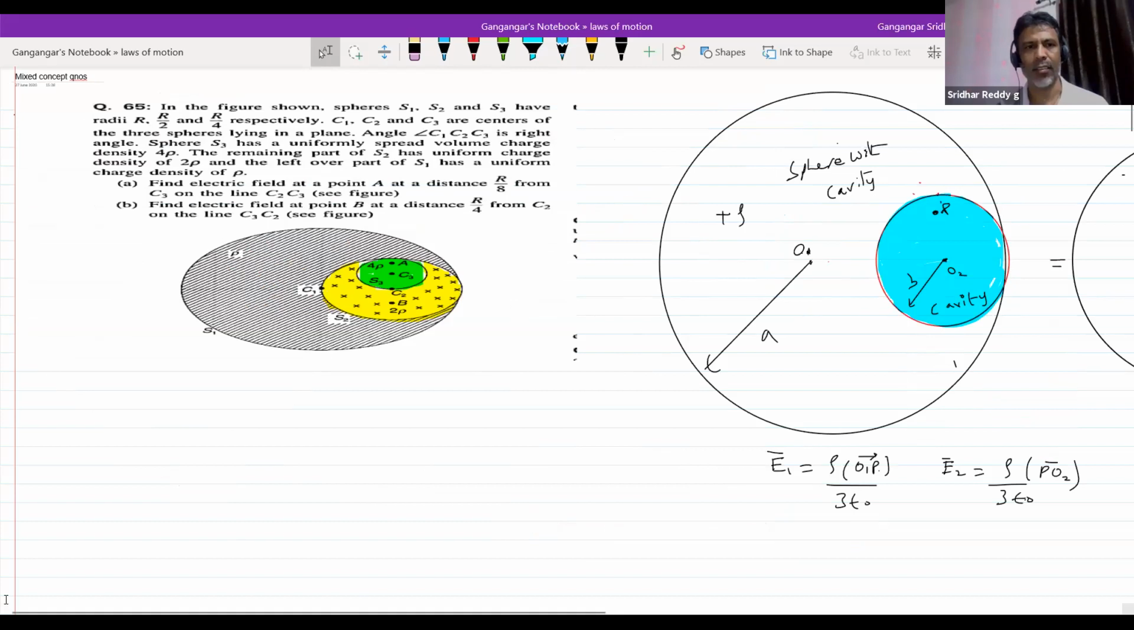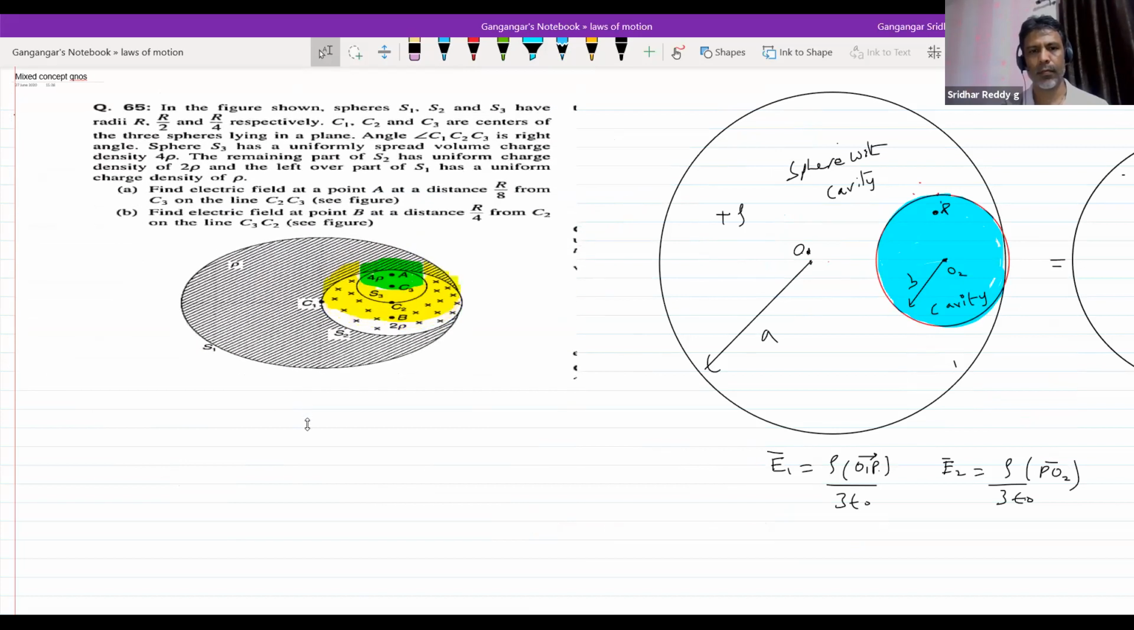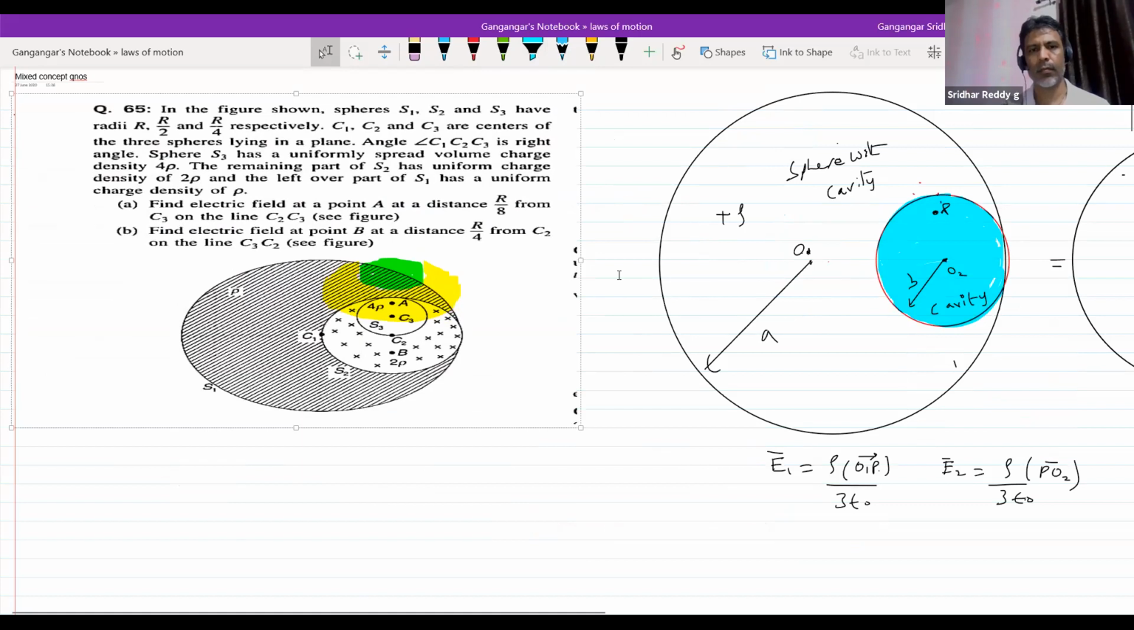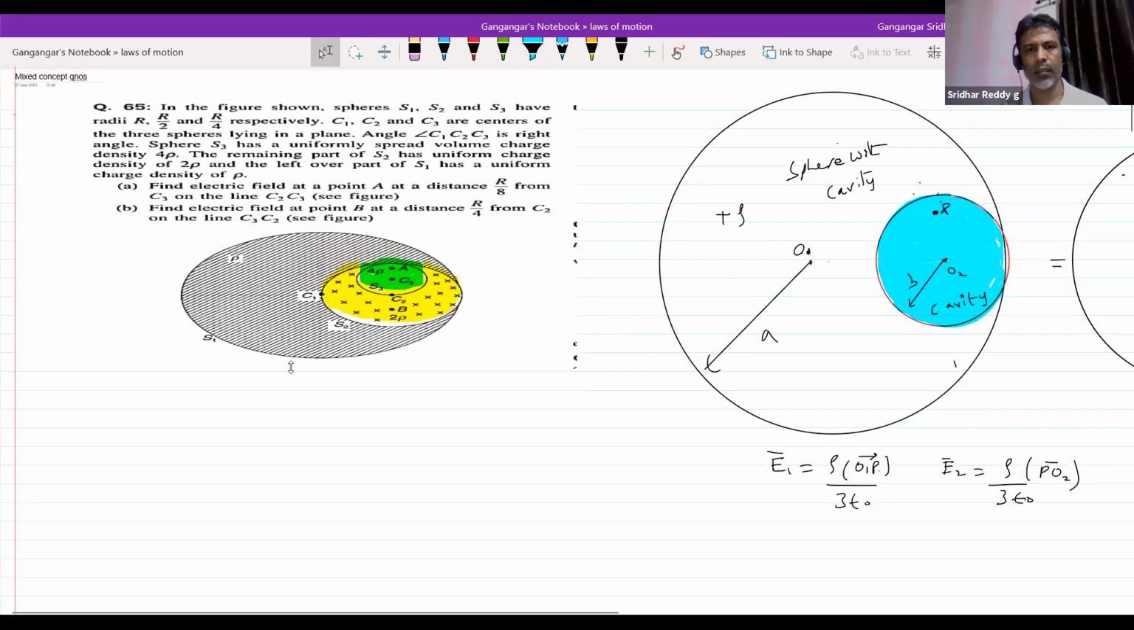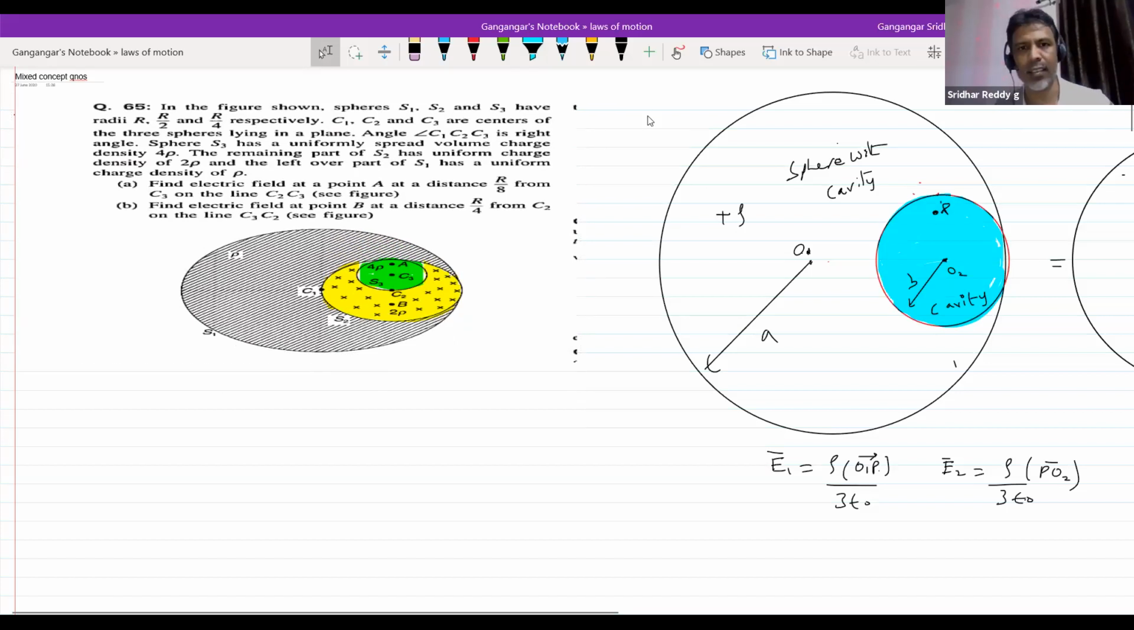There's a question asked for us now. In the figure shown, spheres S1, S2, S3 have radii R, R by 2, and R by 4. I think the diagram is the same. So where is that R? R is this one. This is R. This will be R by 2. And this particular thing is R by 4.